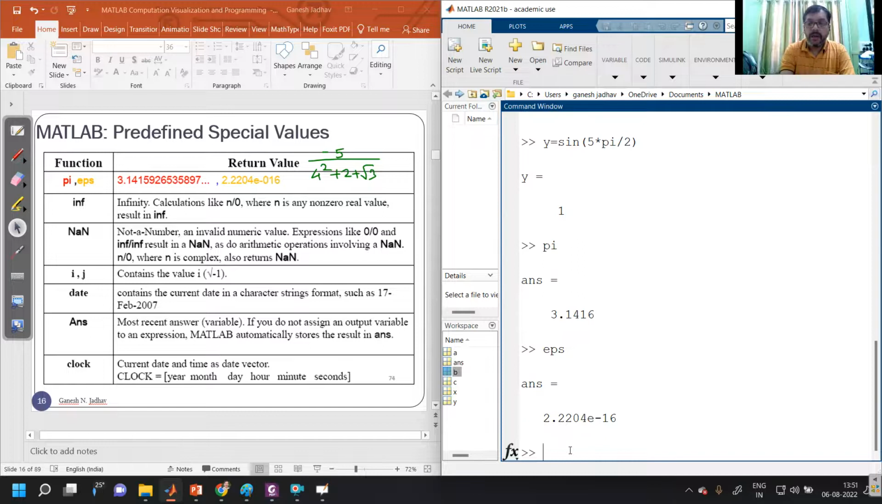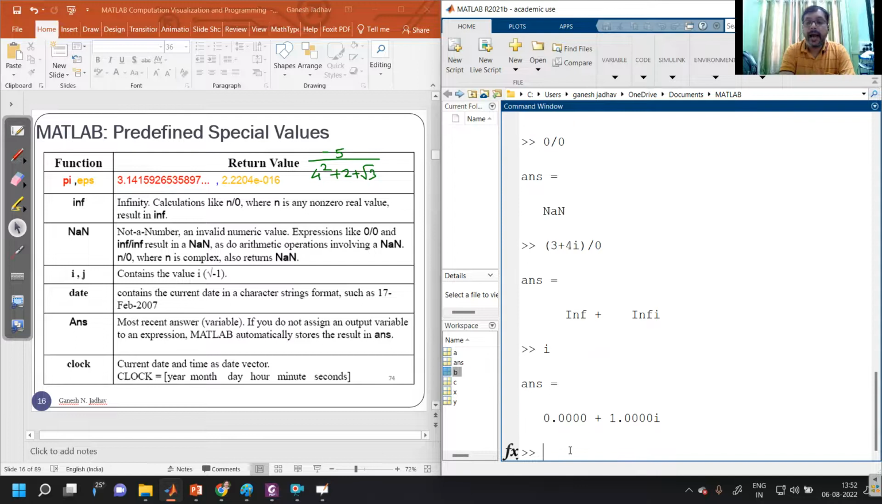Next, I want 10 divided by 0. Anything divided by 0 is infinite, so the answer you are getting is infinite. I want 0 by 0. That answer is NaN. Suppose there is a complex number 3 plus 4i, and if I divide it by 0, it will display infinite plus infinite i, because the real and imaginary values are both infinite.